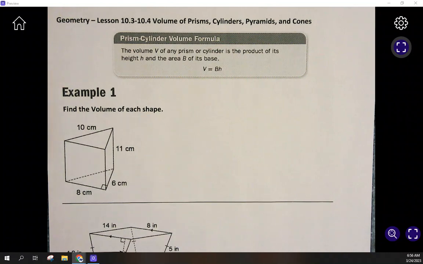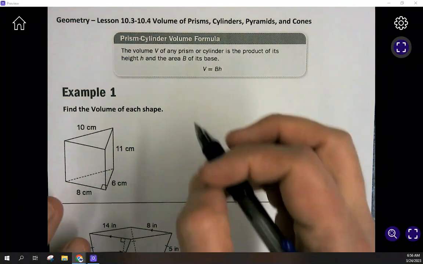This is Geometry Lessons 10.3 and 10.4. Volume of prisms, cylinders, pyramids, and cones. So these are pretty straightforward. Just a reminder what volume actually is.